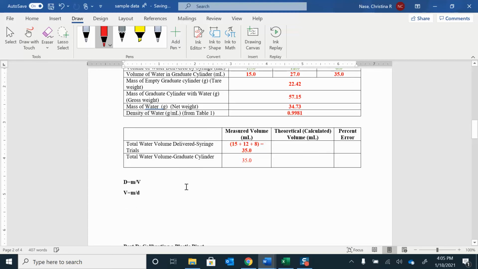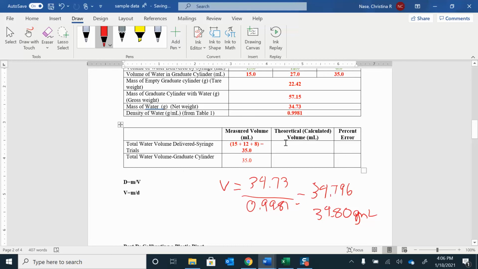And I'm going to actually write this out. So my volume is equal to mass over density. So I have my density and my mass here. So mass 34.73 divided by the density 0.9981, and that gives me 34.796. I'm going to round that up, 34.80 milliliters. I'm calculating my volume. So I got 34.80 milliliters. And that's going to be the same for this one too, 34.80, because that's the mass and the density. That didn't change.